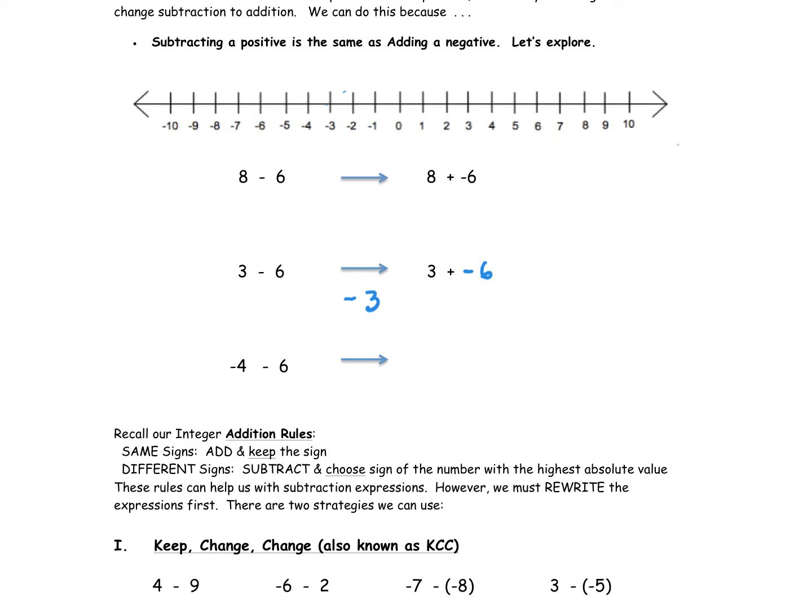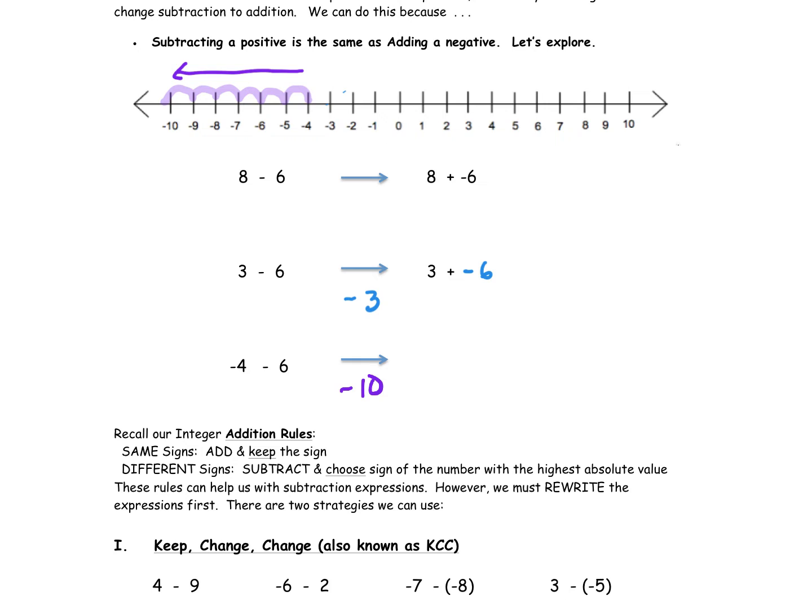Our next expression of negative 4 minus 6, again, that's something that's not necessarily familiar. We're starting at a negative number and we're subtracting. Once again, that would move us down the number line. So we would start at negative 4 and we would move down 1, 2, 3, 4, 5, 6 counts. So we landed again at negative 10 and we went to the left.